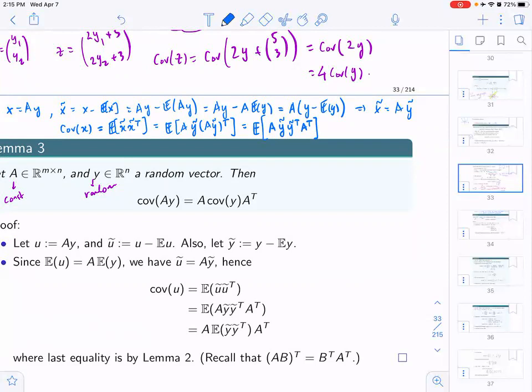So what property are we using here? So let's say if I have two matrices, the product of two matrices, how do I transpose?